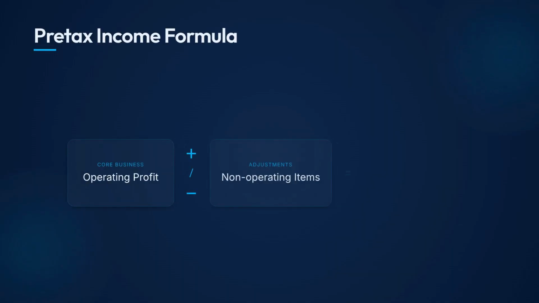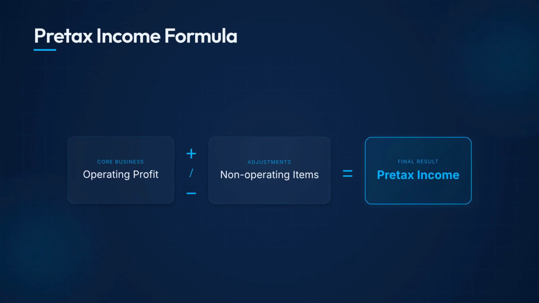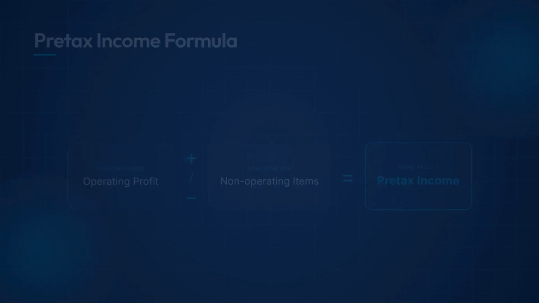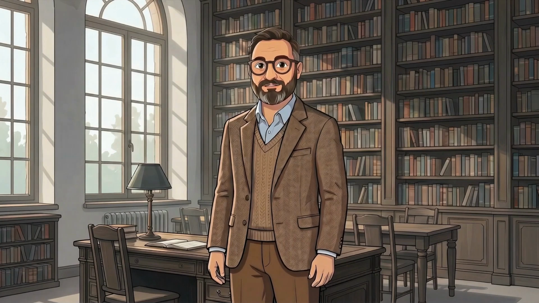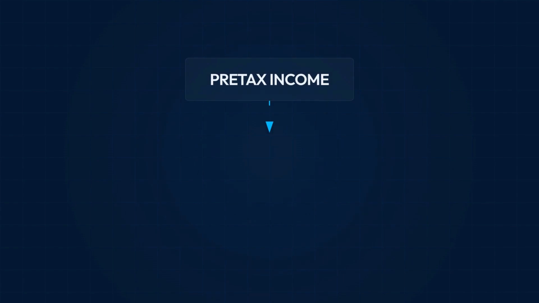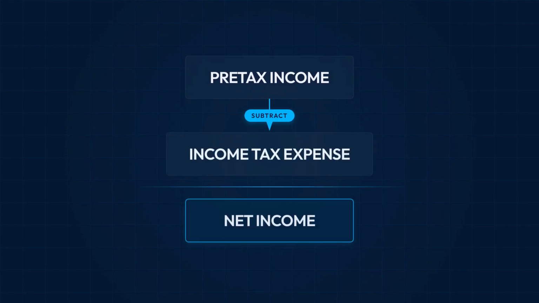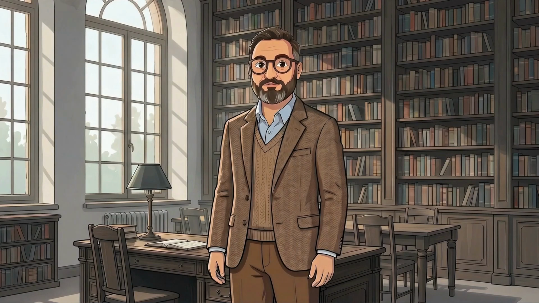Adding or subtracting these items from operating profit yields the company's pre-tax income. This pre-tax income is the amount subject to federal and state corporate income taxes. Income tax expense is then subtracted to finally arrive at the company's net income. This net income is what we truly mean when we talk about a company's bottom line or final profitability.